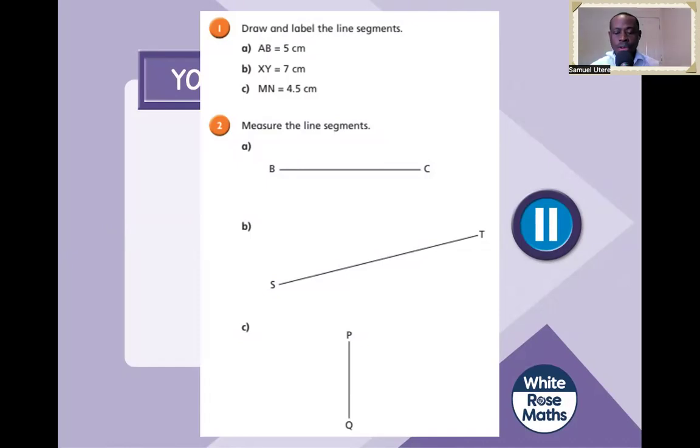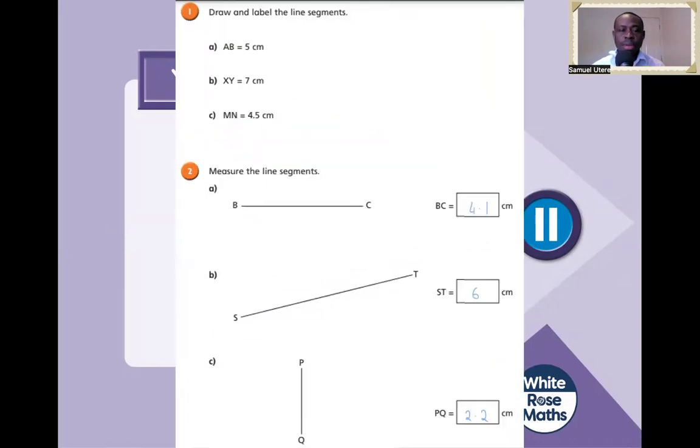Assuming you've paused the video and you've answered questions 1 and 2, here are the answers. For question 1, you were asked to draw and label the line segment. So by now, you should know how to draw and label line segments. So here you would mark a point A.